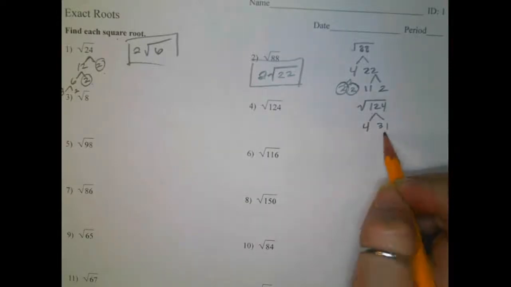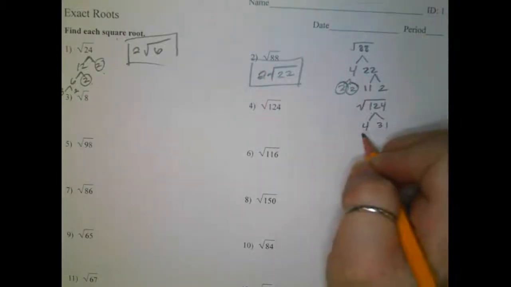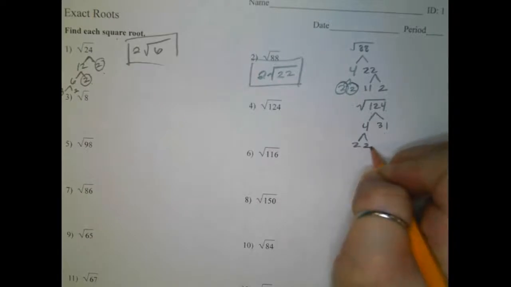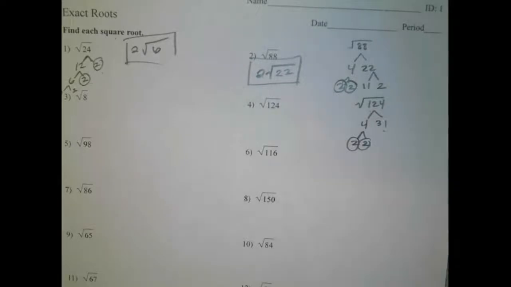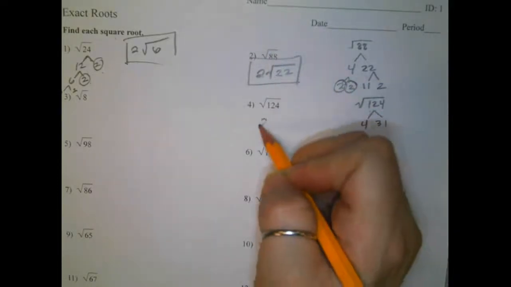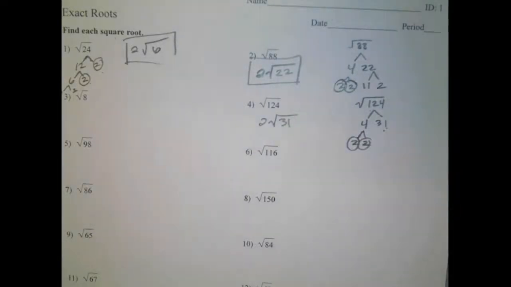Can I factor out 31 anymore? Nope. How about 4? Yeah, 4 can be what? 2 times 2. All right. So let me see. Doubles and all by itself. What's my answer going to be? 2 and then what? 2. What's the sign? Square root 31. Right? That's the exact answer.